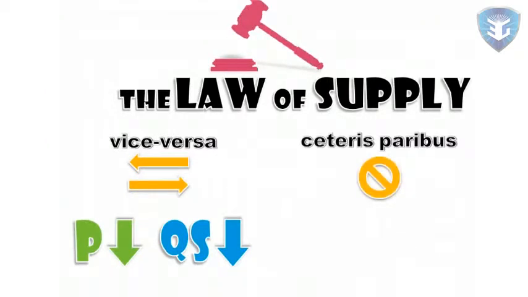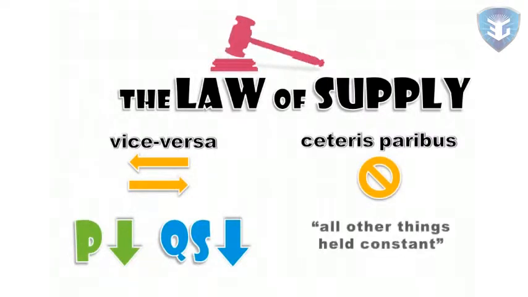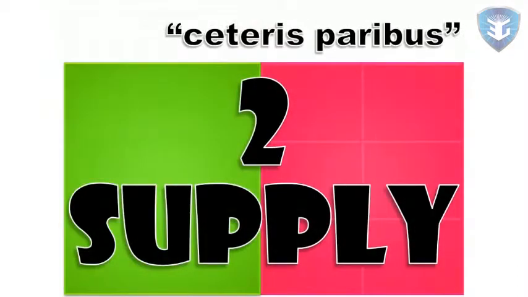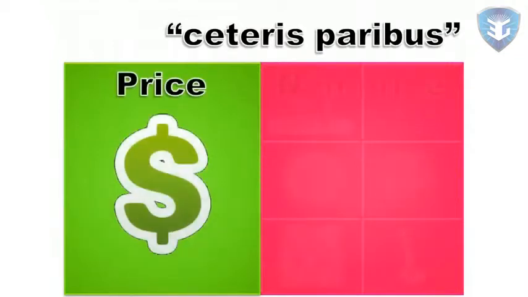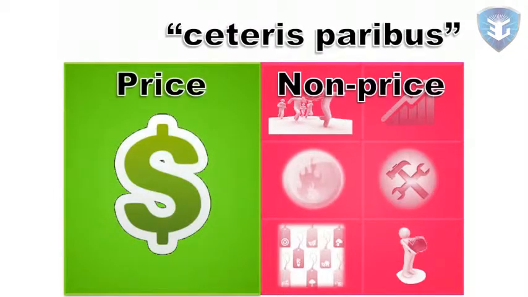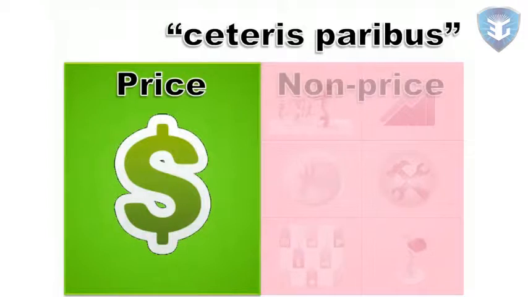The second assumption of ceteris paribus looks at the meaning of this Latin term, which is all other things held constant. There are two types of factors that affect supply, price factors and non-price factors. When we assume ceteris paribus, we assume that price is the only factor that changes. Non-price factors like competition, the state of technology, or costs of production do not change. These other things are held constant.